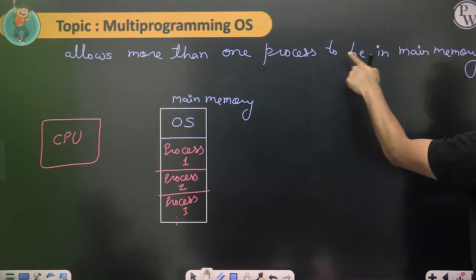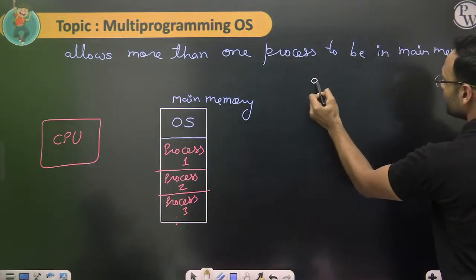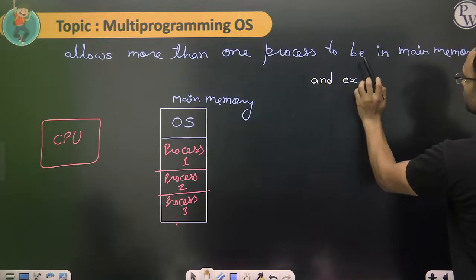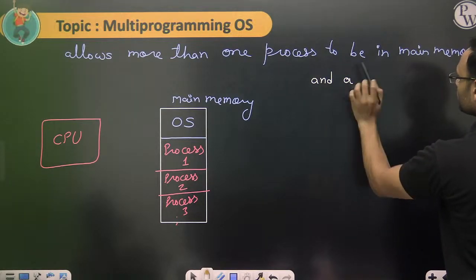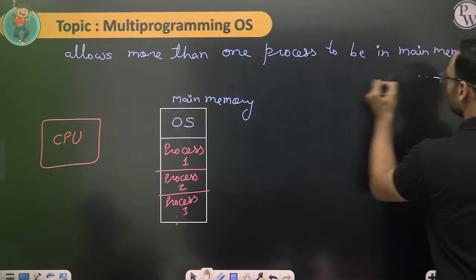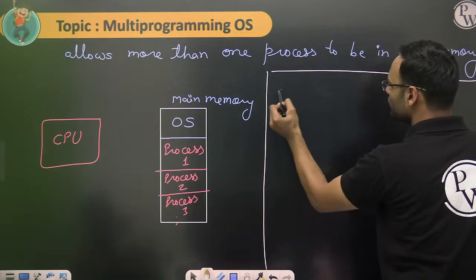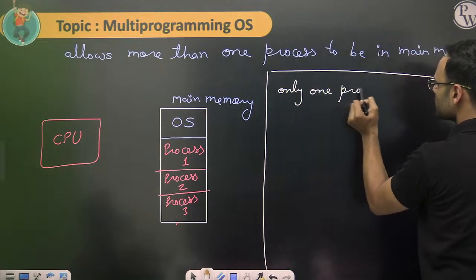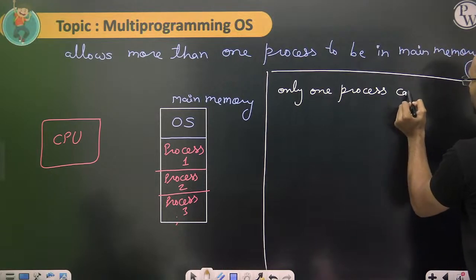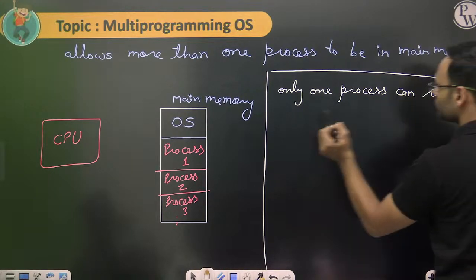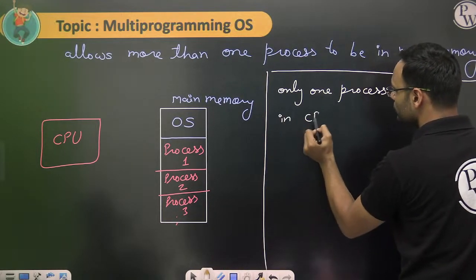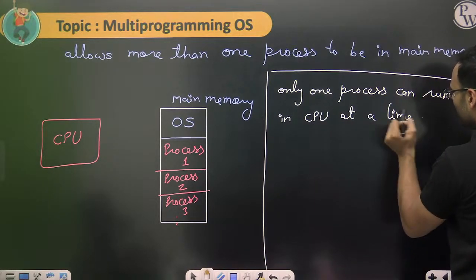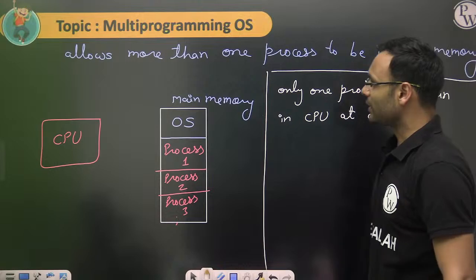So it allows more than one process to be in main memory, and, okay, I'll write the point separately. Only one process can run in CPU at a time. This is a very simple yet important fact to be known.